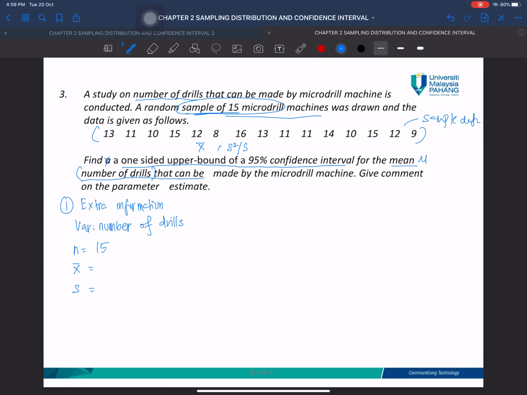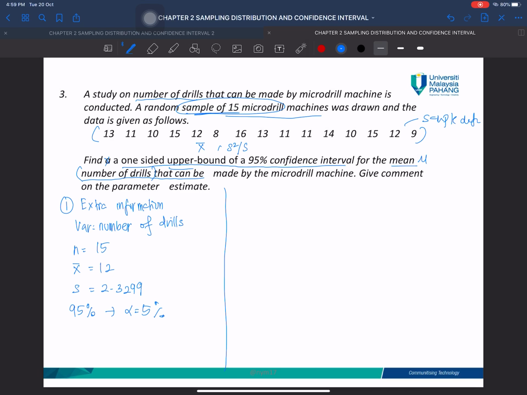So key in this data in your calculator. You already discussed this in chapter 1, and then get your x bar and s. So you should get x bar 12 and s is 2.3299. And then we have 95%, so alpha is 5%. So that's the information that we have. Then we go to the solution.